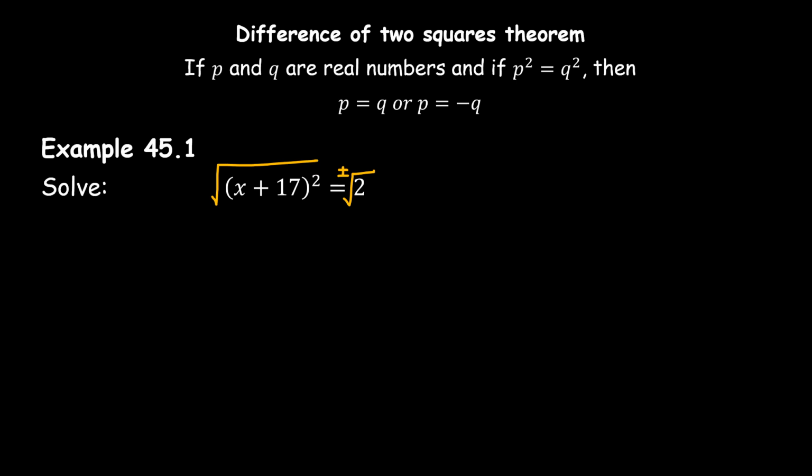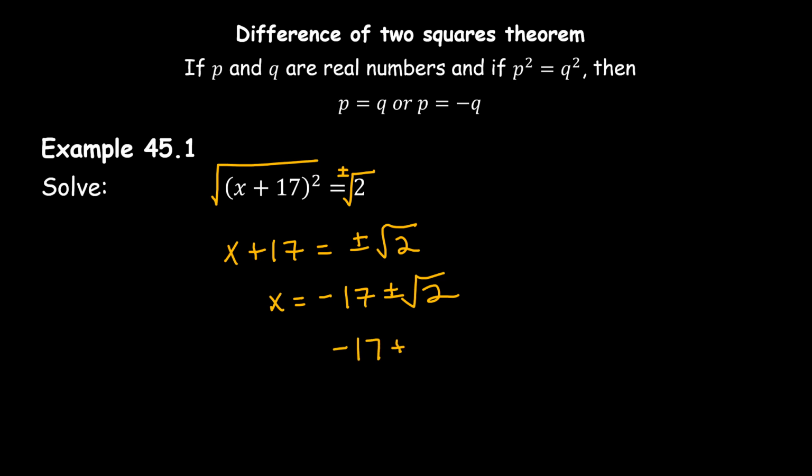So when I do the square root on the left, that makes the square go away, and I will just have x plus 17. And on this side, I will have plus or minus square root of 2. And then to solve for x, I'll subtract 17 on both sides, and I'll have negative 17 plus or minus the square root of 2. So this equation has 2 solutions for x. X could be negative 17 plus the square root of 2, or it could be negative 17 minus the square root of 2. Those are the 2 solutions to this equation.